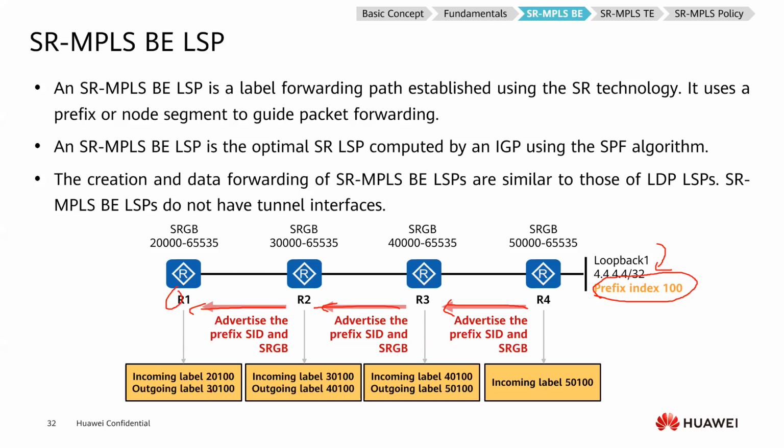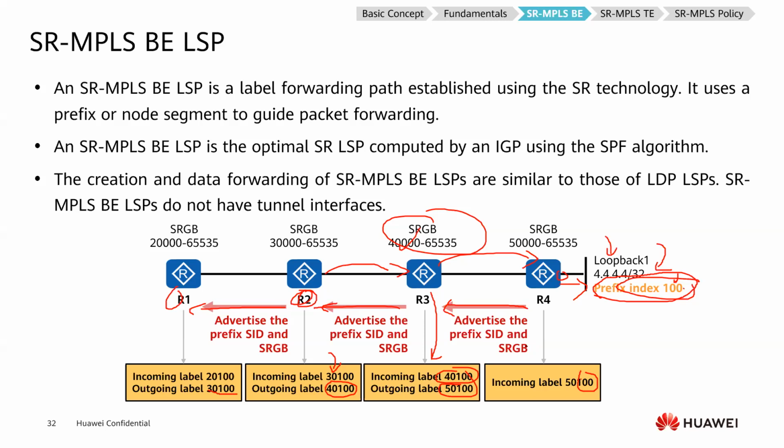send to 30100, because R2 knows the 100 here. R2 is the same: incoming 13100, outgoing 40100, because this SRGB starts from 40000. So it sends to R3, R3 will know, okay, this in, this out is sending to R4. And R4 knows that, okay, this index 100 means this route entry, I should forward out from this interface.